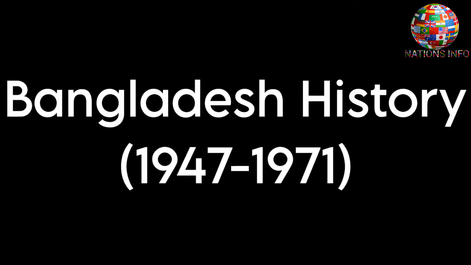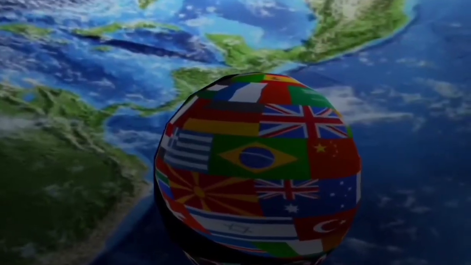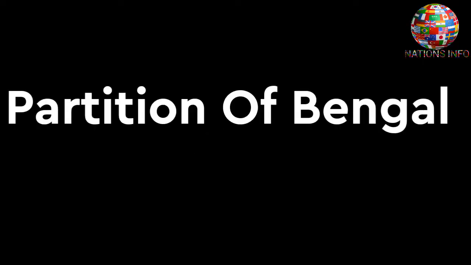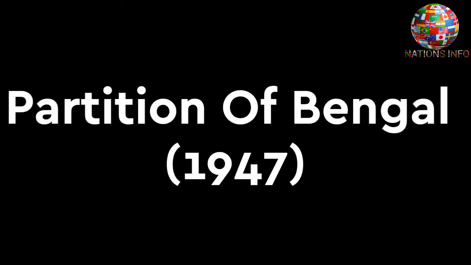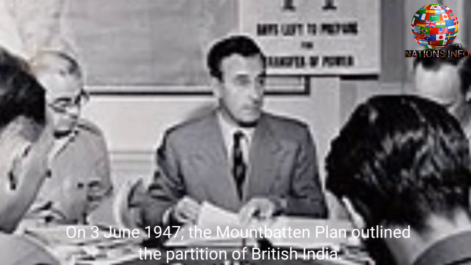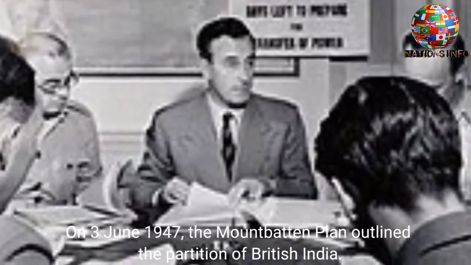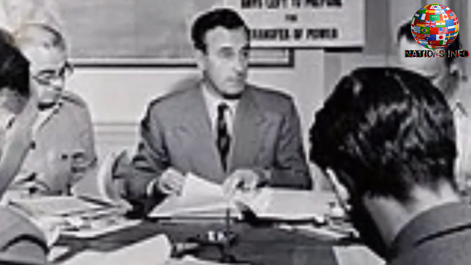Bangladesh history, 1947 to 1971. Partition of Bengal, 1947. On 3 June 1947, the Mountbatten Plan outlined the partition of British India.